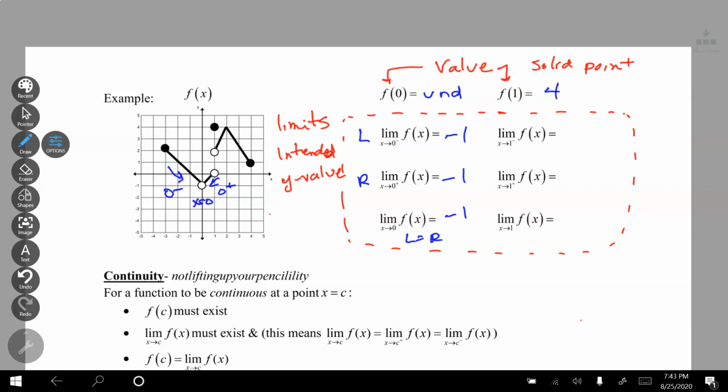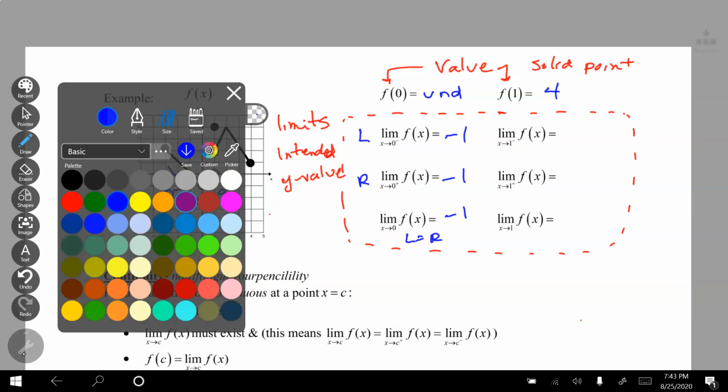Now let's look at 1. Right here is 1. I'm going to change color here for a second. I'm going to change it to purple.